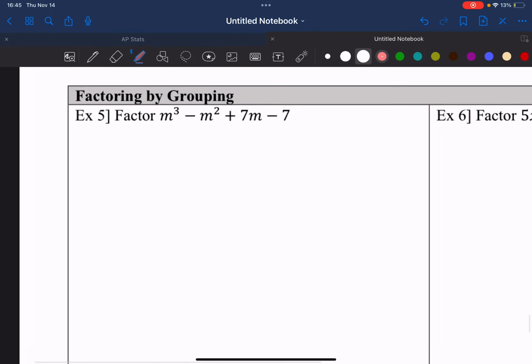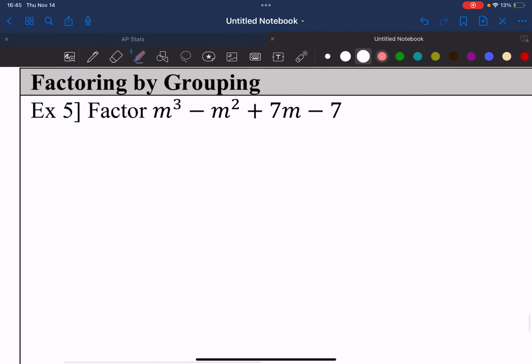Okay, now let's look at number 5. Notice that the difference from the front of the page to this page is that the front page had 3 terms. That's why we went straight to doing the AC method. But now this side has 4 terms, so that means we can jump straight to factor by grouping.